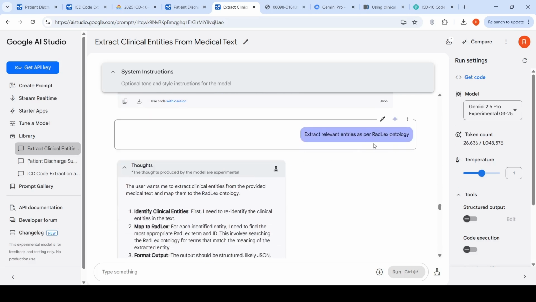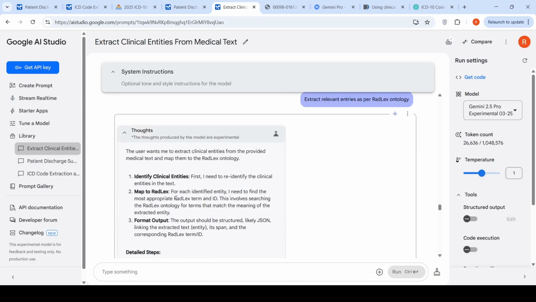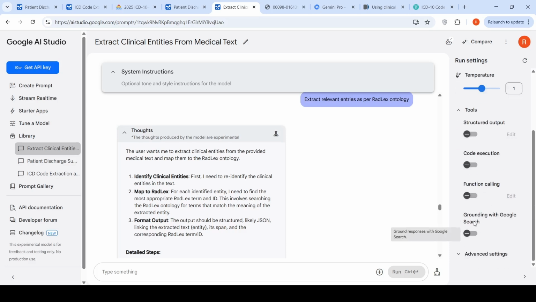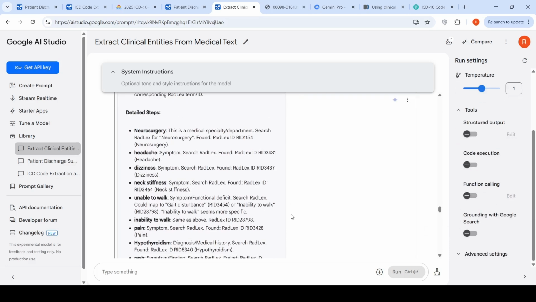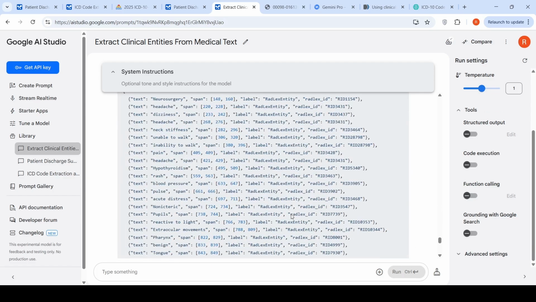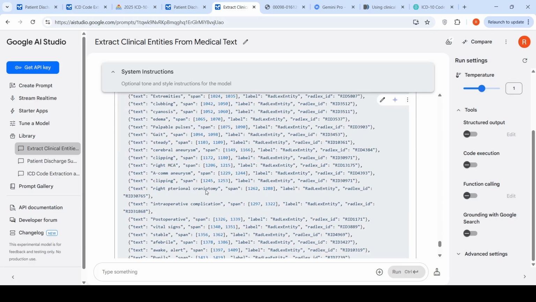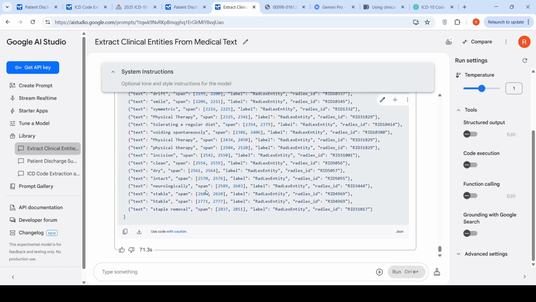I said extract entities as per Radlex ontology, so I wanted to map it to Radlex ontology. It understands what Radlex is. First, it needs to identify the clinical entities, then map them to Radlex ontology, finding the most appropriate Radlex term for each. I didn't use grounding with Google Search here. I should have used it to cross-verify, but I didn't. It still could pull out the Radlex entities like neurosurgery, with its Radlex entity ID. So this is how you can map the entities to another ontology, could be SNOMED CT, could be Radlex, and then you can store the data in the format you want.